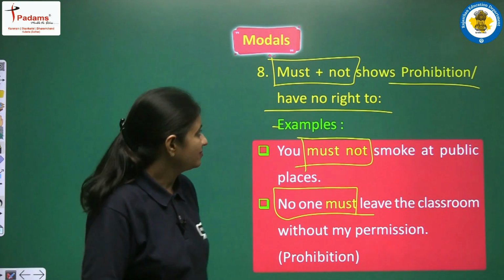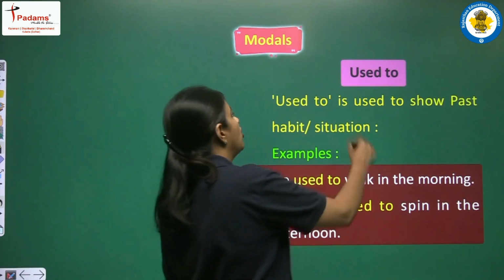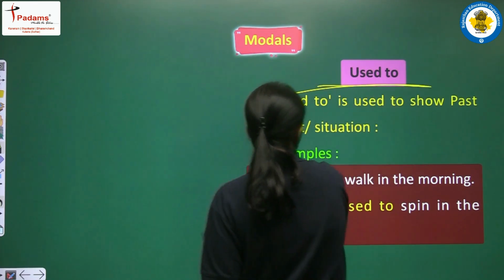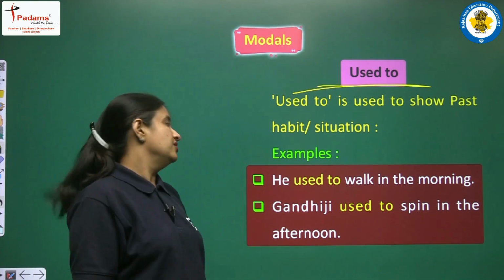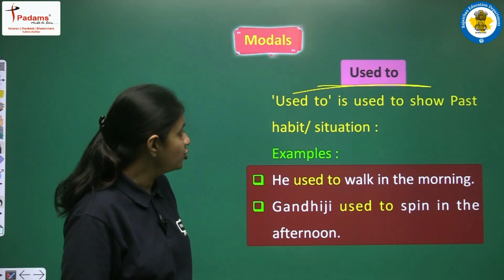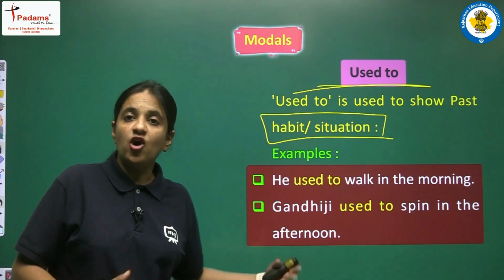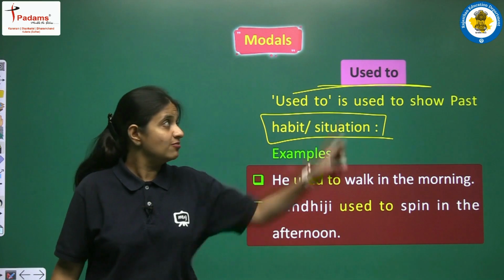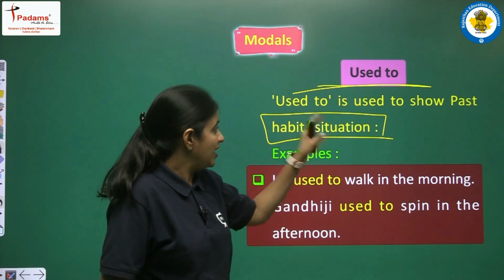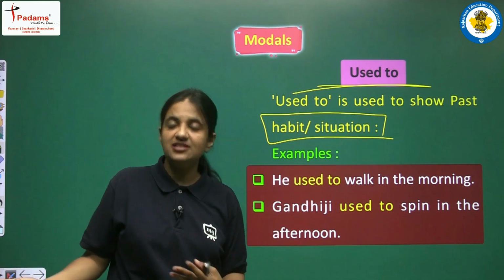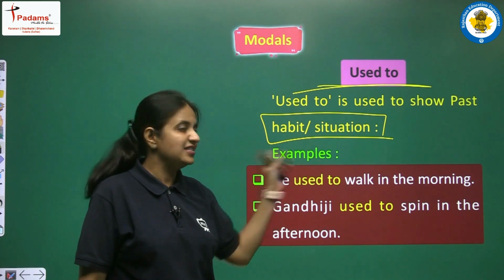Okay. Moving on, we have the next modal with us. Now we will talk about used to. So let's see how we can use this modal, that is used to. Used to is used to show past habit and situation. This is the very common use, and we all use this modal in this manner whenever we have our daily conversation. When we are trying to show past habits, then we have to use this modal, that is used to. So now let's see the examples.